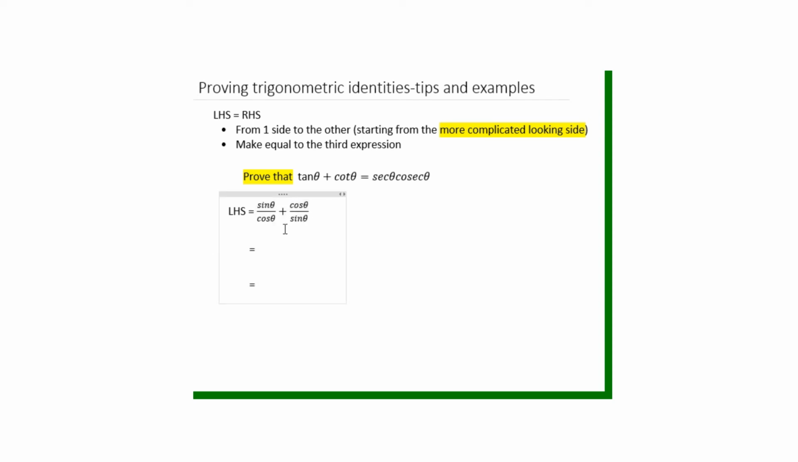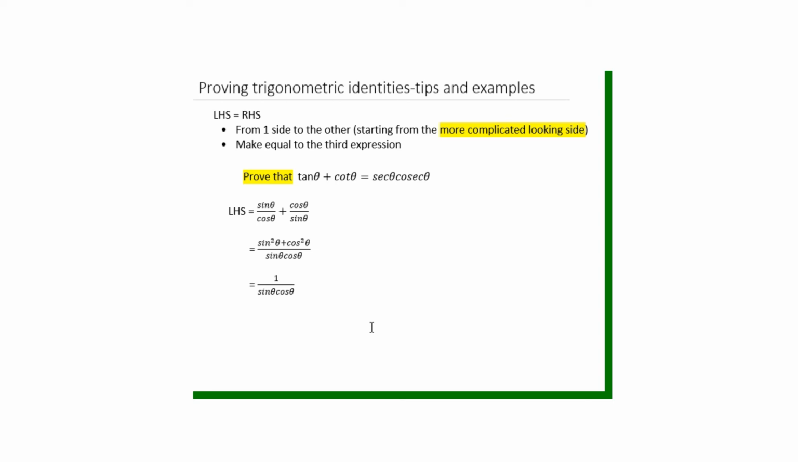Now we have addition of fractions, so we need a common denominator. The common denominator in this case is sine theta cos theta, and when you do the cross multiplication, you get sine squared plus cos squared. Now if it's sine squared plus cos squared, then we should think about the Pythagorean identity. This is the very basic, the first Pythagorean identity that we learn. So sine squared plus cos squared is equal to 1. So this becomes 1 over the denominator.